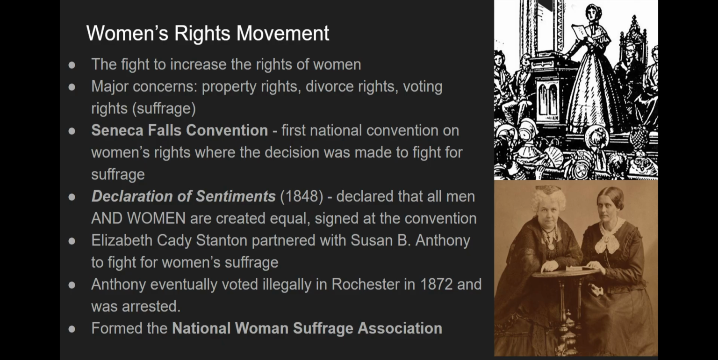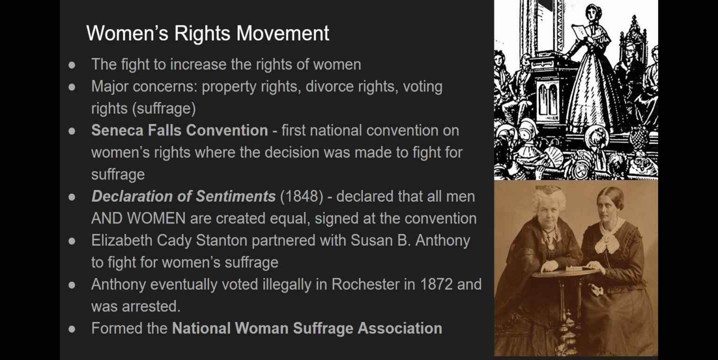And the first major women's rights convention took place in New York State, upstate New York, in Seneca Falls. The Seneca Falls Convention, here's a sketch of it over here, was the first convention that discussed these rights, and ultimately, after some debate, decided that they were going to push for women's right to vote. And at this convention, they signed the Declaration of Sentiments in 1848, written by Elizabeth Cady Stanton with Lucretia Mott, that declared that all men and women are created equal.